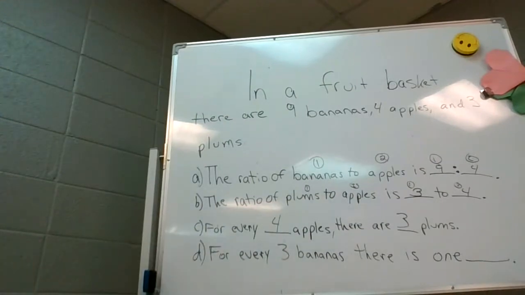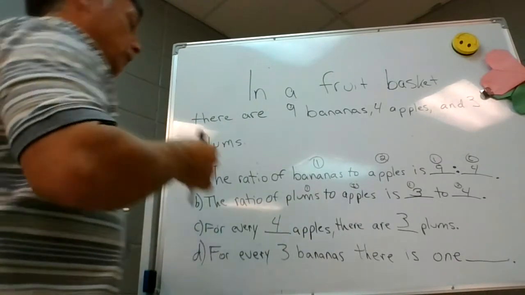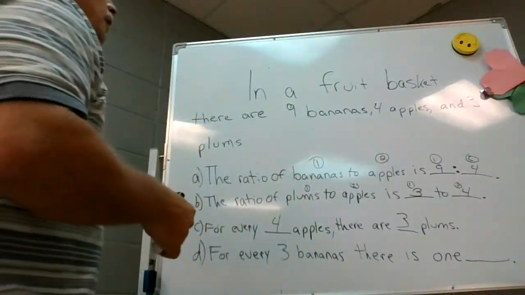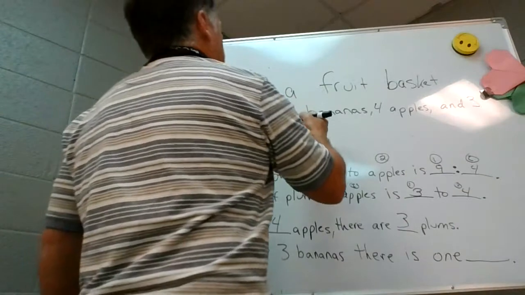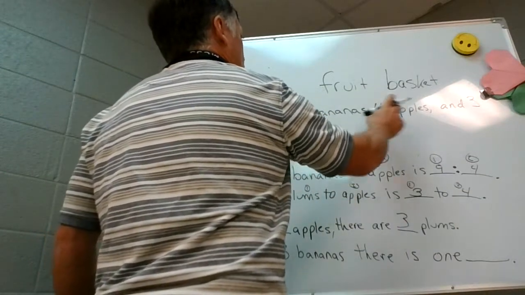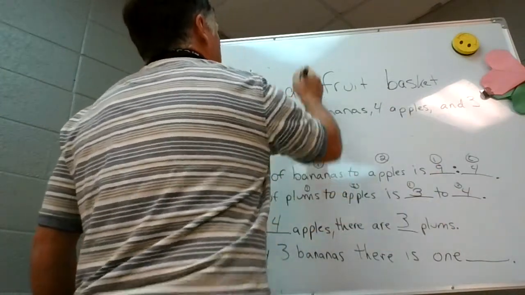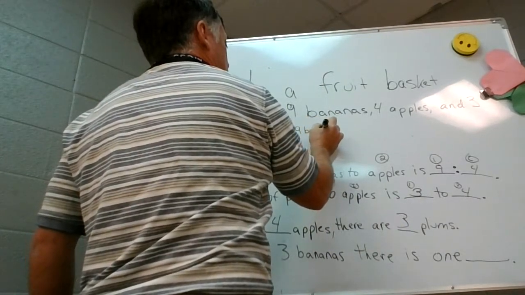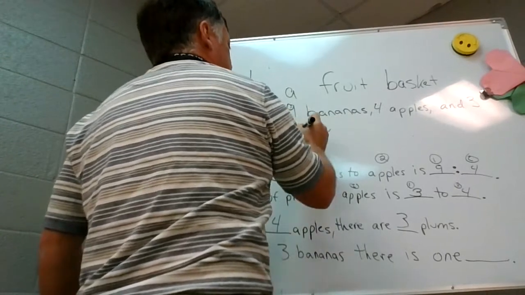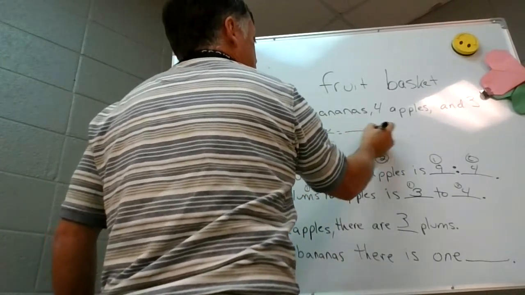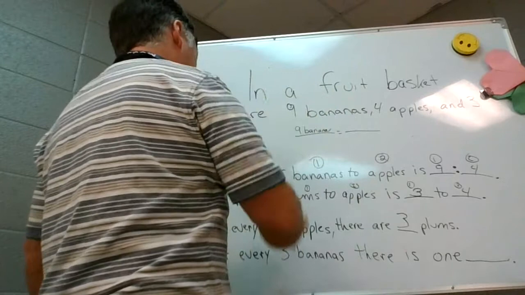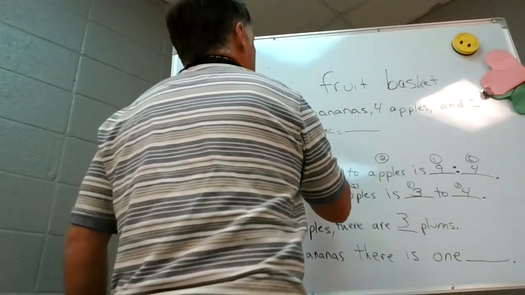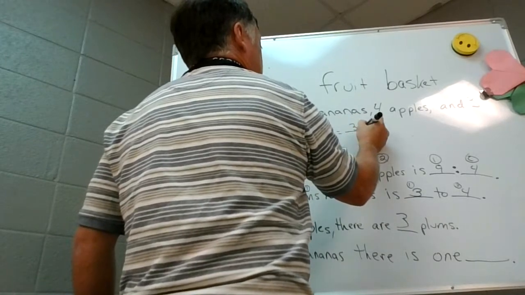Now, it gets a little bit trickier on this question right here. So, it's for every 3 bananas, there are 1 what? Okay? So, we've got to figure out which one they're talking about here, okay? So, 9 bananas. Okay, so for every 3 bananas, there's 1 whatever, okay? Alright, so we'll start out with 9 bananas, but we need to go to 3 bananas.